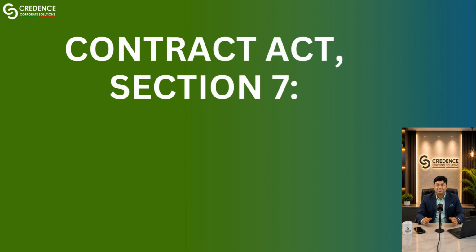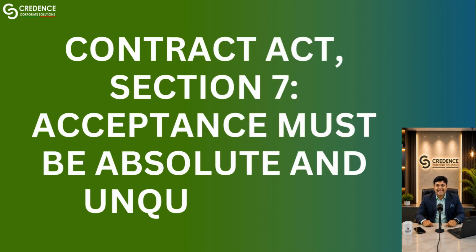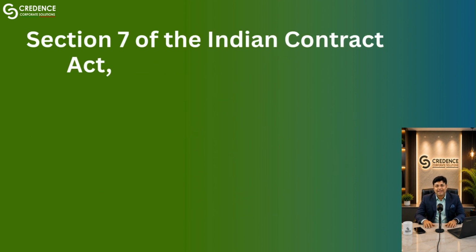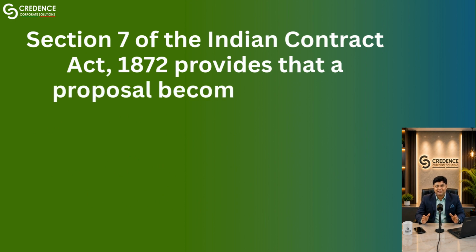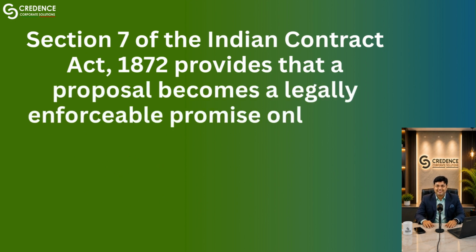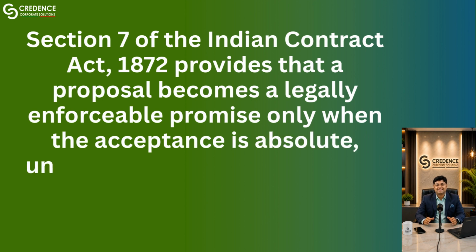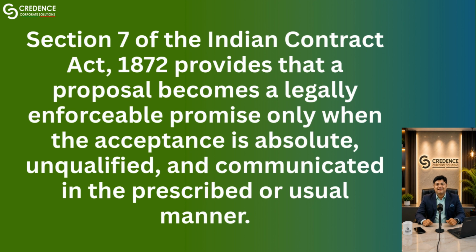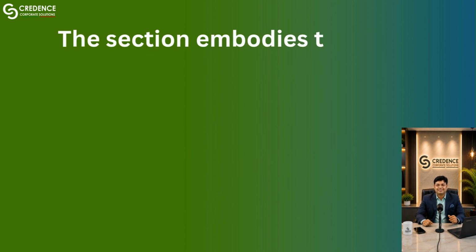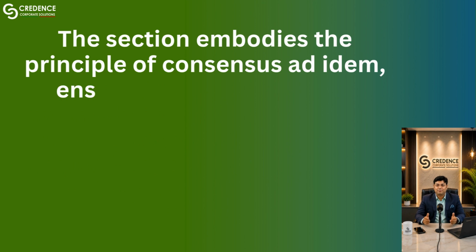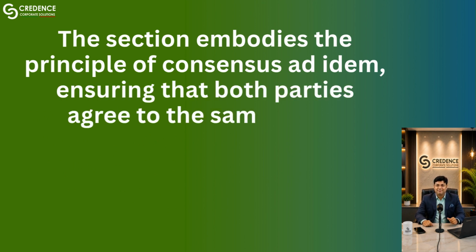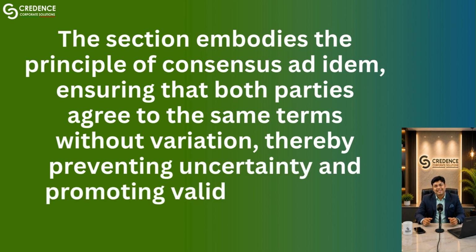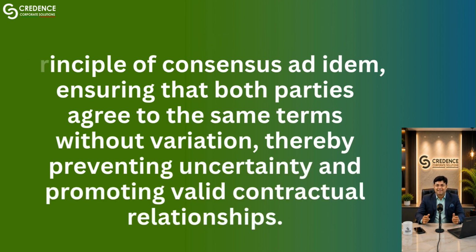Contract Act, Section 7: acceptance must be absolute and unqualified. Section 7 of the Indian Contract Act, 1872 provides that a proposal becomes a legally enforceable promise only when the acceptance is absolute, unqualified, and communicated in the prescribed or usual manner. The section embodies the principle of consensus ad idem, ensuring that both parties agree to the same terms without variation, thereby preventing uncertainty and promoting valid contractual relationships.